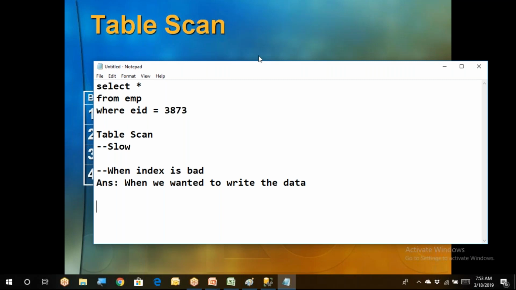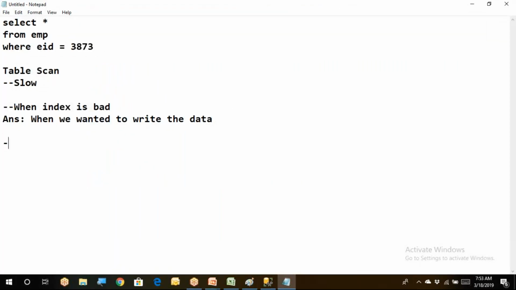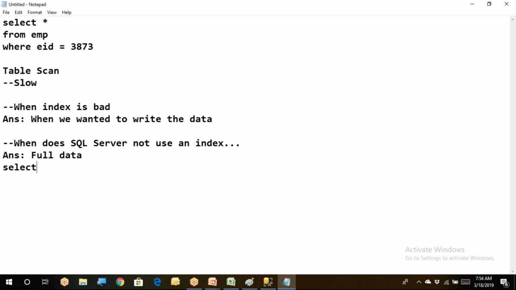Okay, the next question people are going to be asking: even though there is an index, when does SQL Server or Oracle not use an index, even though there is an index available? Tell me some scenarios when SQL Server is not going to use the indexes. First, I would like to read full data. For example, I say select star from employee table. So are we going to use any indexes?